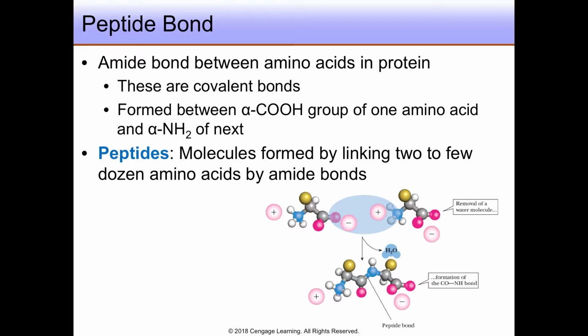It is a covalent bond formed between the alpha carboxyl group of one amino acid and the alpha amine of a second. Peptides contain a minimum of 2 amino acids and may contain as many as a few dozen, all connected by peptide bonds. Any molecule containing more than a few dozen residues would be considered a protein rather than a peptide.